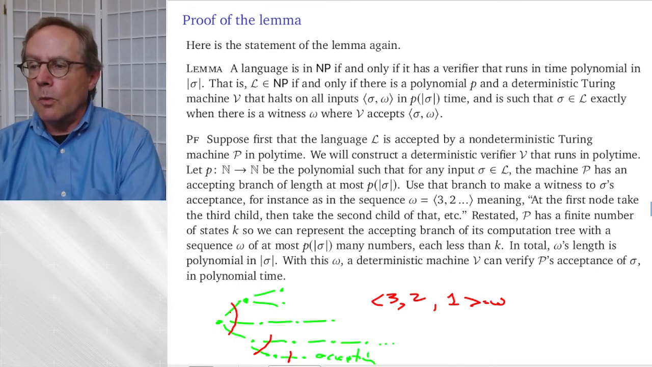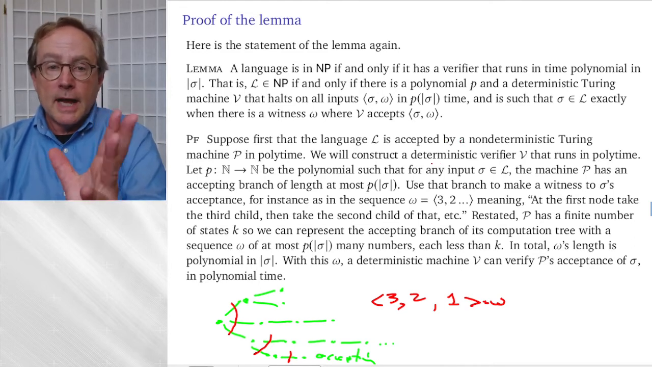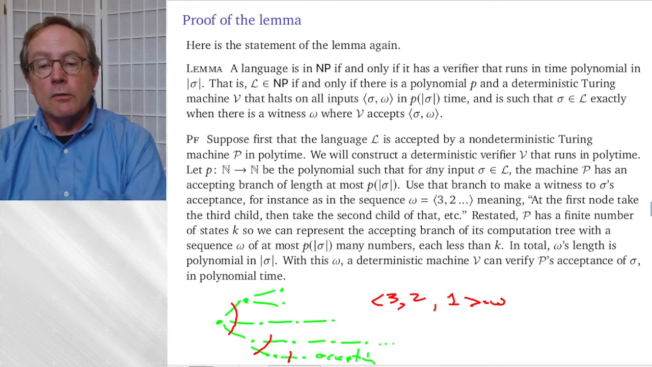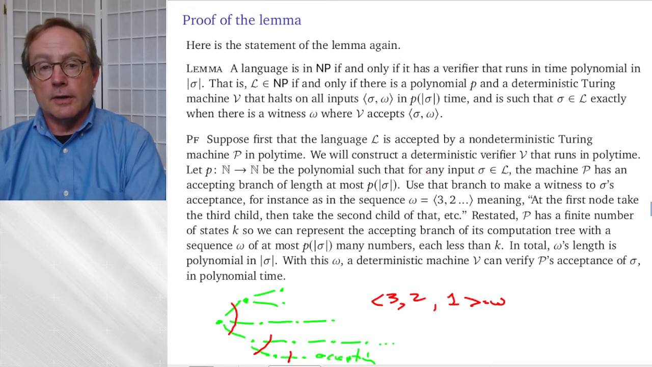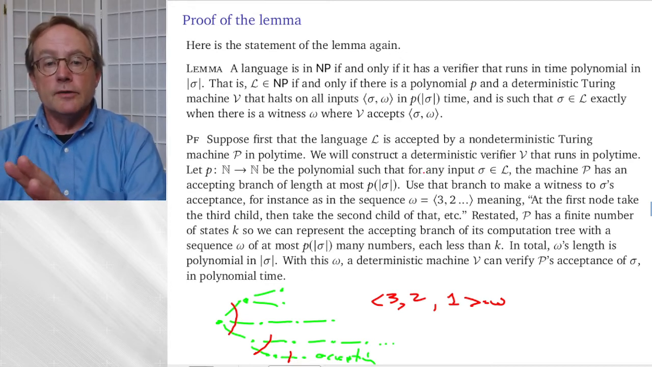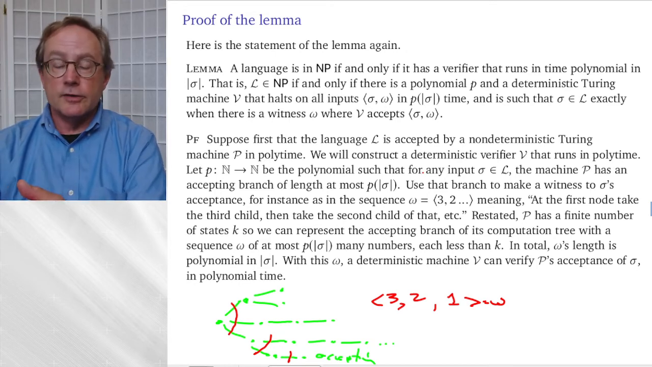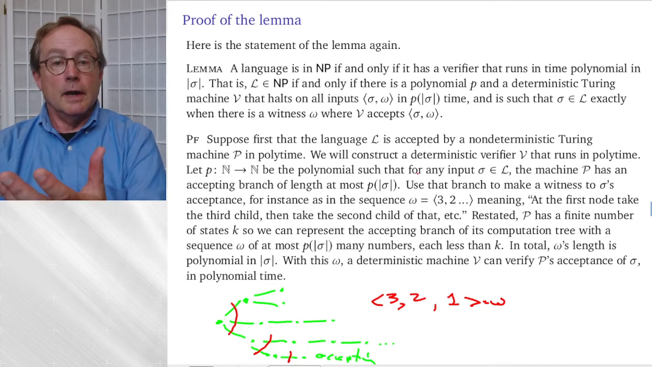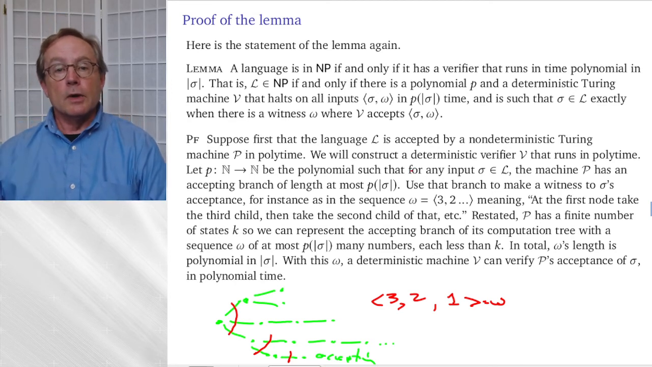So from the non-deterministic Turing machine, there is a hint. Never mind how you would find it. There is a hint that will result in you being able to, in polytime, check. So that's what we need. We need for there to be a flowchart. The flowchart is going to say, start, read in sigma comma omega. The next box will say, follow the hint omega. In this case, it says 3, 2, 1. Follow the branching in the hint omega and verify that you end up at an accepting node. Yes or no? Well, clearly you can do that in polytime. So I think we're good there.